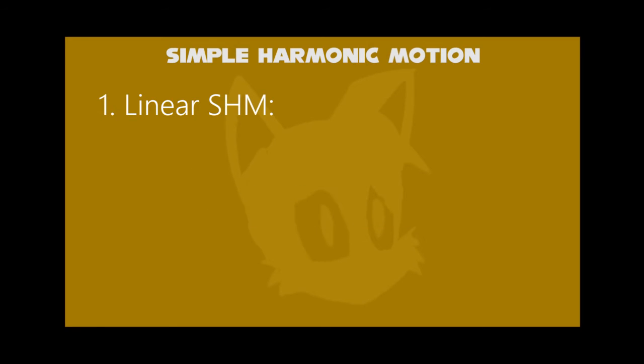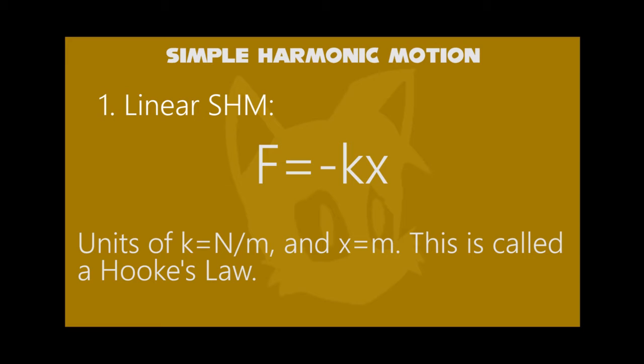The formula is given by force equals minus k times x, where k represents the constant of the spring, and x denotes the distance the block has moved. The negative sign means that the force exerted by the spring opposes the spring's displacement. This is called Hooke's law. The units for the spring constant, k, are newtons per meter.